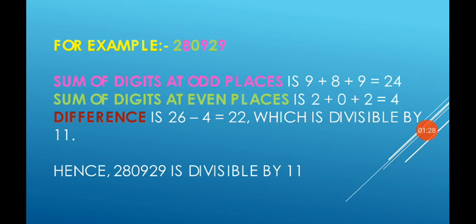Understood, students? First you have to find the digits which are at odd places, then you have to find the digits which are at even places. After that you have to find the sum, and in the last you have to subtract the two sums. After subtracting, if the number which you are getting is divisible by 11, then and only then we can say that the required number is also divisible by 11.